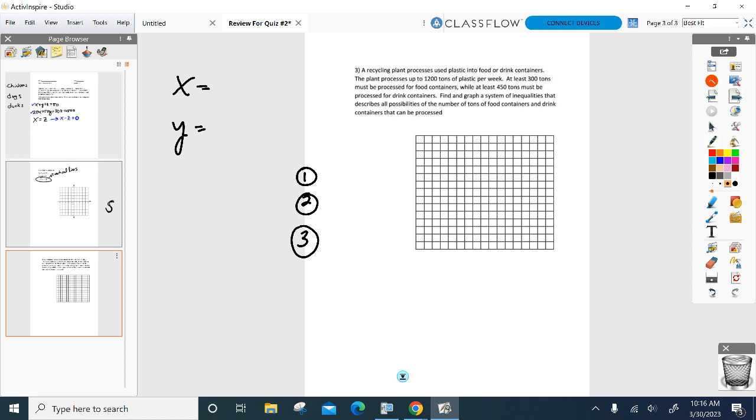Nick? Food containers. What about them? How much can be processed. Correct. Tons. How many tons of food containers can we do? That I'll put as X. That's the tons of food containers. And I believe there's another type of container, right? Drink. So Y will be the number of tons of drink containers.